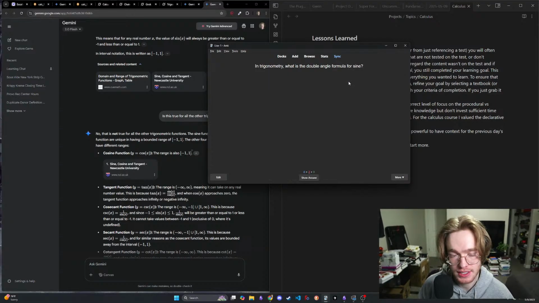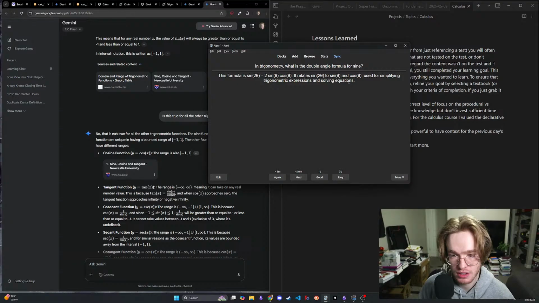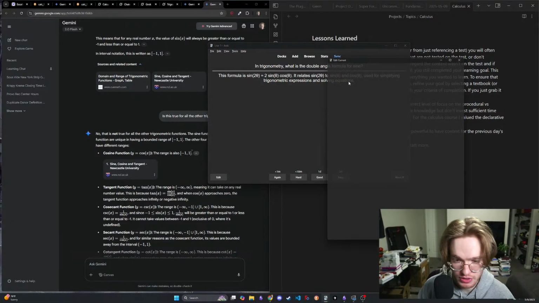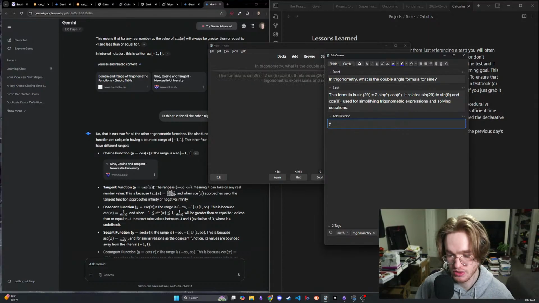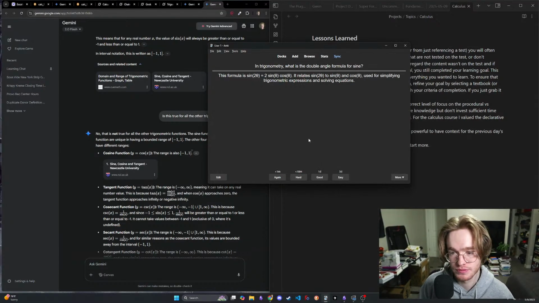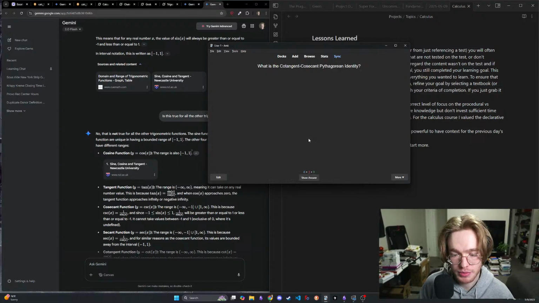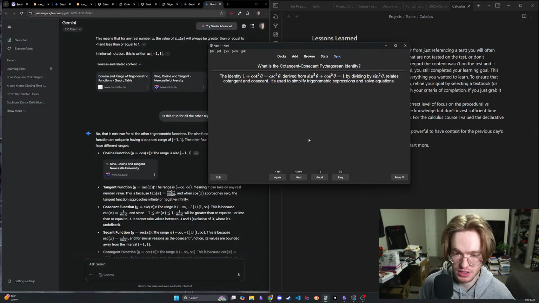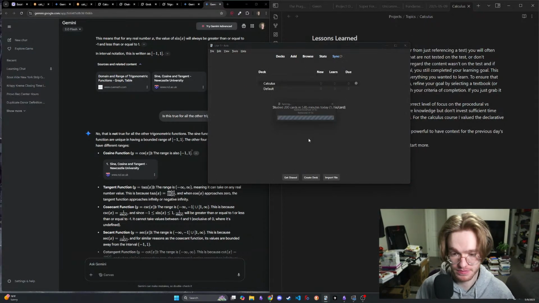Okay, I like it. What is the double angle formula for sine? So this would be sine of 2 theta equals 2 times sine theta and cosine theta. Okay, and I want the reverse of this. Double angle formula. The cotangent is cotangent squared theta plus 1 equals cosecant squared theta. Okay. Feeling decent about that.